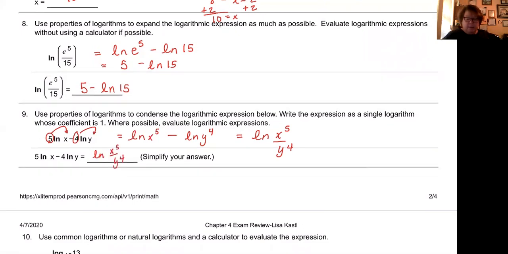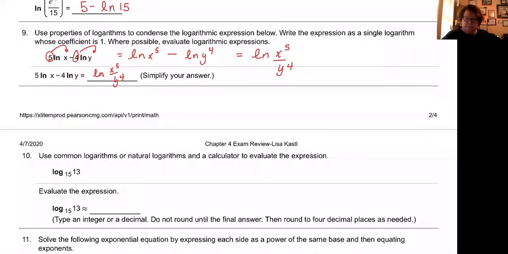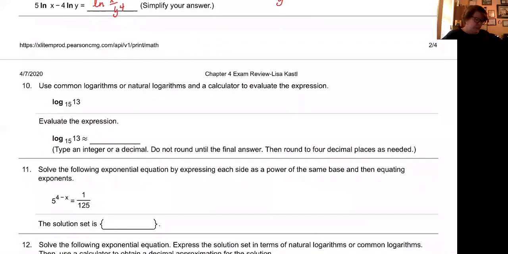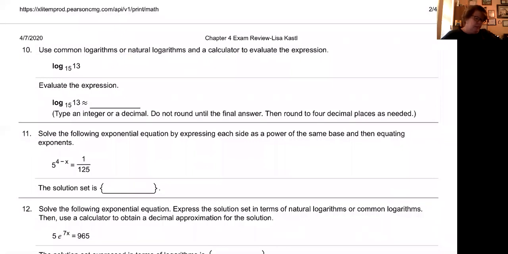All right, our next problem. Use common logarithms or natural logarithms in a calculator to evaluate the expression. So we're going to use the change of base property. And the change of base property says that if I have the log of any base except 10 or e, I can find that logarithm just using this change of base.